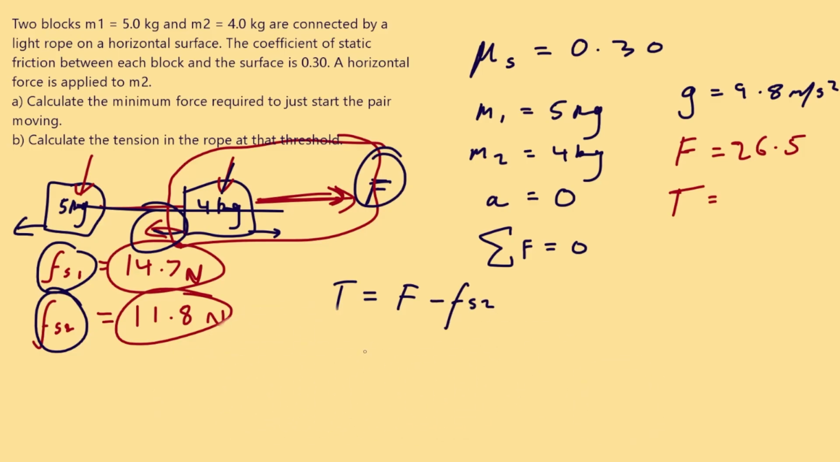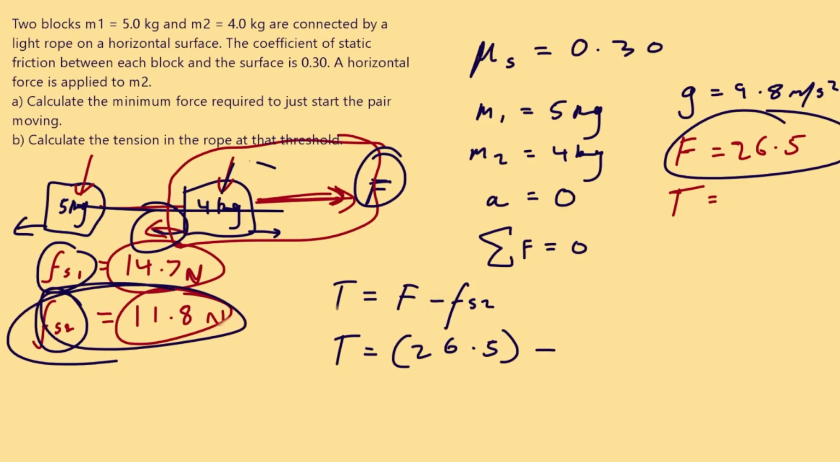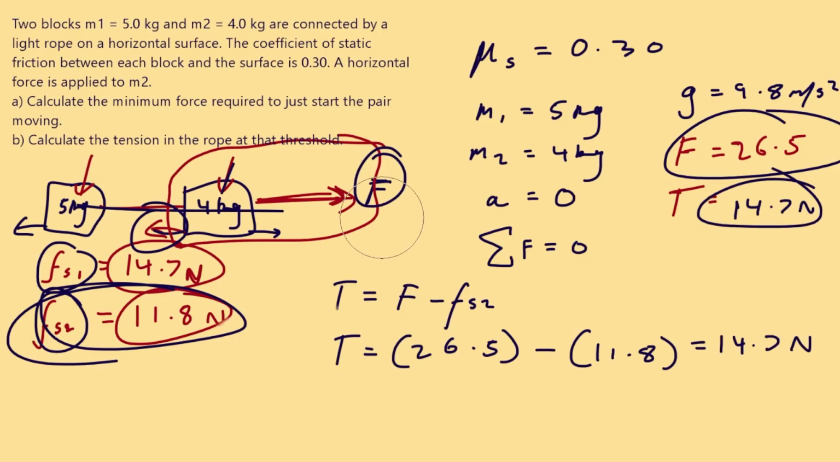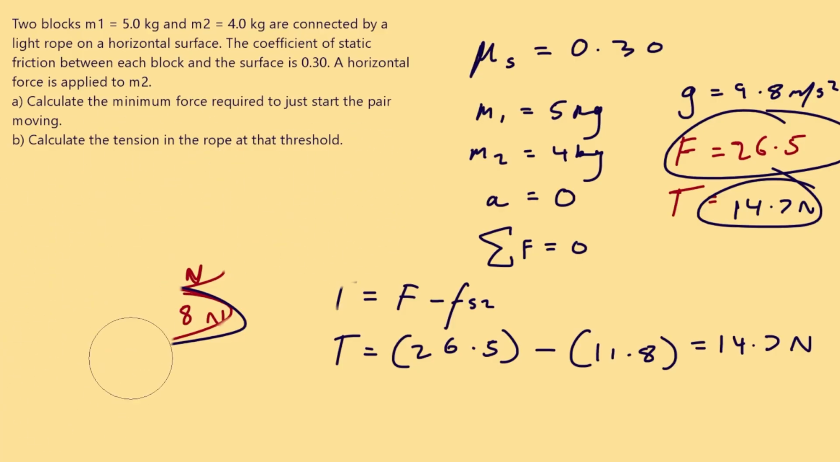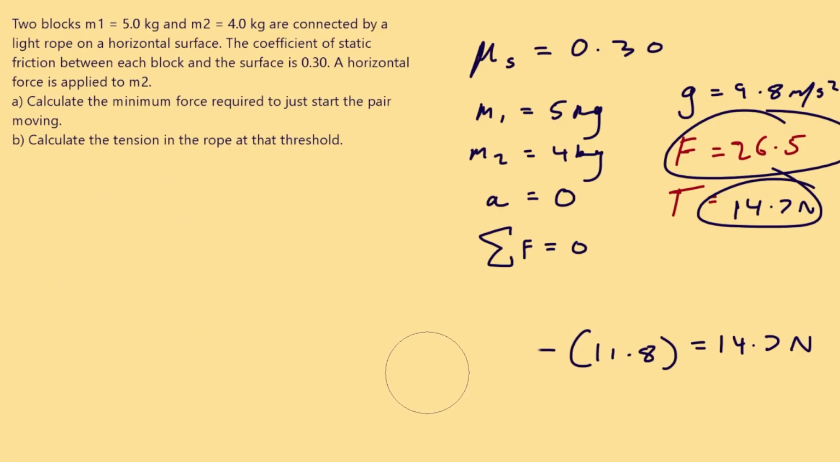Finally, we can plug in our final values. So 26.5 minus static friction number 2, because we're looking at mass 2. So 11.8, giving us 14.7 newtons of tension. That is this problem solved. That is how you solve a limiting case or a threshold type problem.